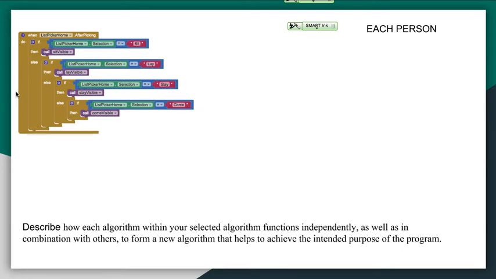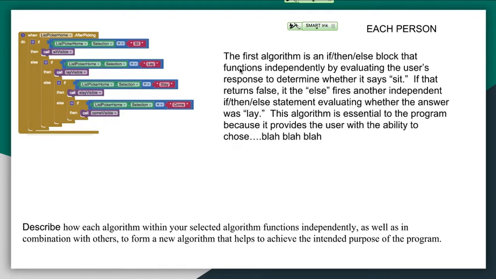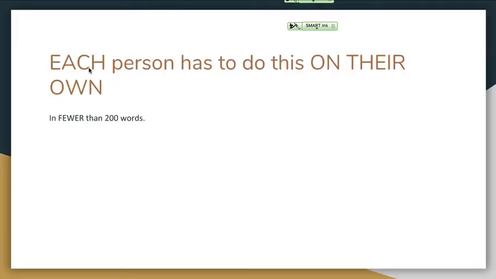So this is one gigantor algorithm. There's a lot of little algorithms inside of it. So what I do is I write this: the first algorithm is an if-then-else block that functions independently by evaluating the user's response to determine whether it says sit. If that returns false, the else fires another independent if-then-else statement evaluating whether the answer was lay. The algorithm is essential to the program because it provides the user with the ability to choose, and so on. And I'll go fix that typo up there. But you get the idea that you have to explain this thing. And each person has to do this on their own in fewer than 200 words.